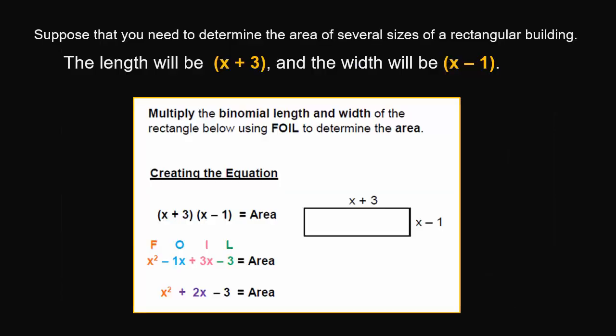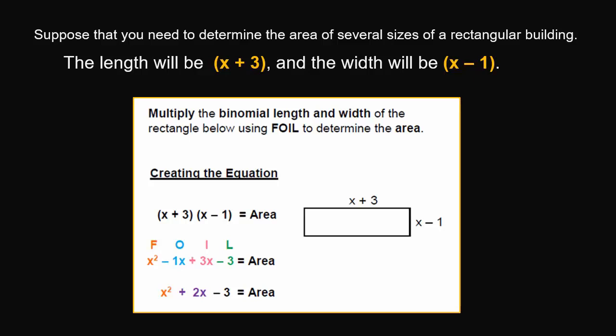Suppose that you need to determine the area of several sizes of a rectangular building. The length will be x plus 3 and the width will be x minus 1. Notice that both the length and the width are binomials, so they each have two terms. Multiply the binomial length and width of the rectangle below using FOIL to determine the area.